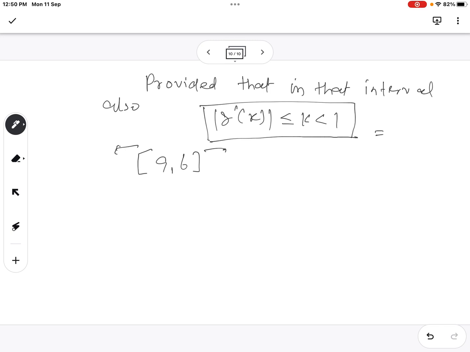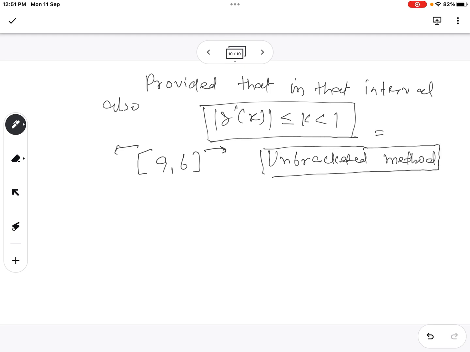So unlike the bisection method, this method is not relying on this particular interval. We can start with any initial approximation, and that is why it is known as an unbracketed method. And there are other unbracketed methods also, but this is also one of the unbracketed methods. In other words, this fixed point iteration method is an unbracketed method.